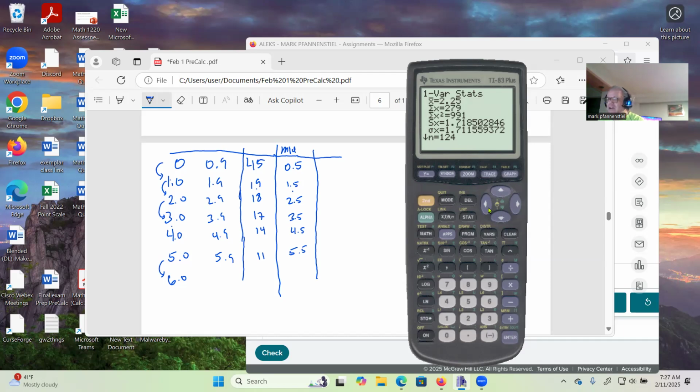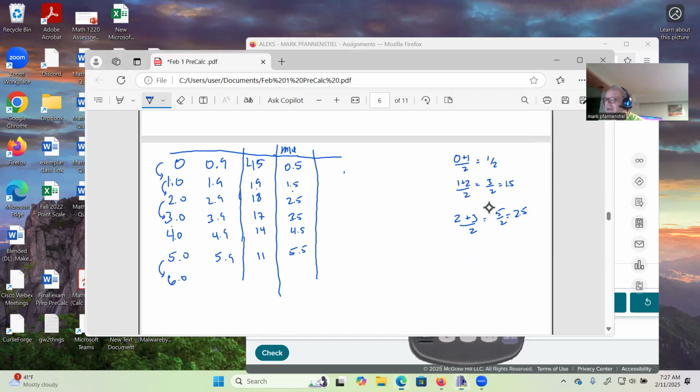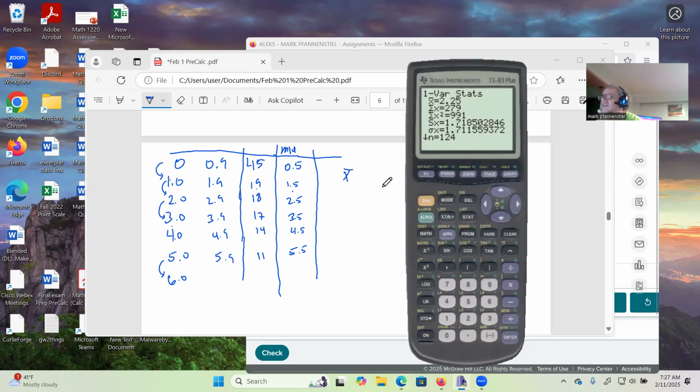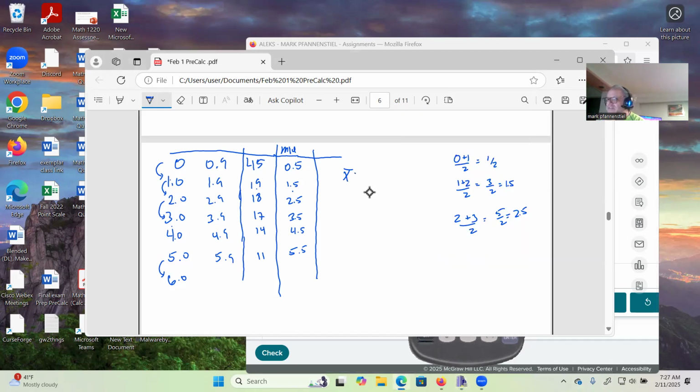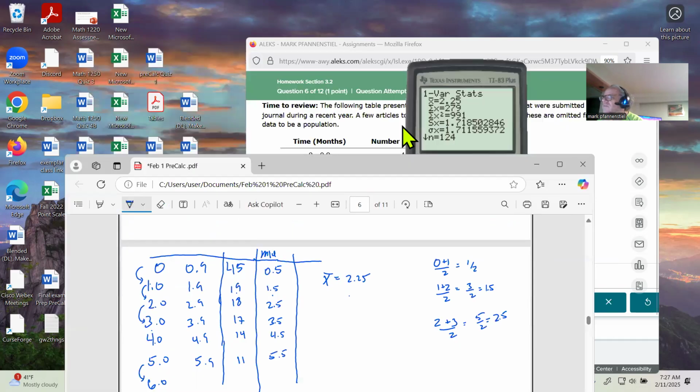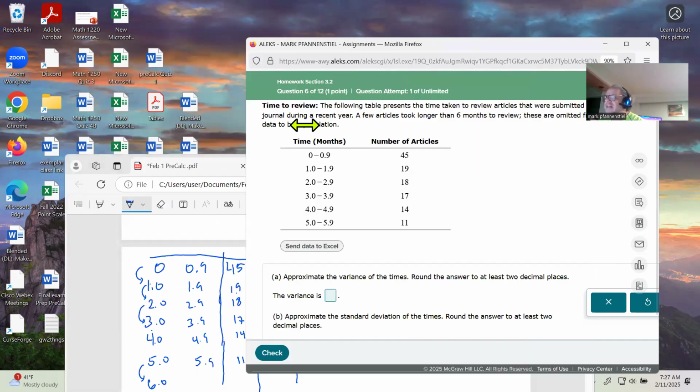Now I can go off to the side here and ask, what was my x bar? It looks like 2.25. And then let's see what we have here. We're told to assume the data to be a population. Which one does that mean? That means use sigma. Sample is S, population is sigma.